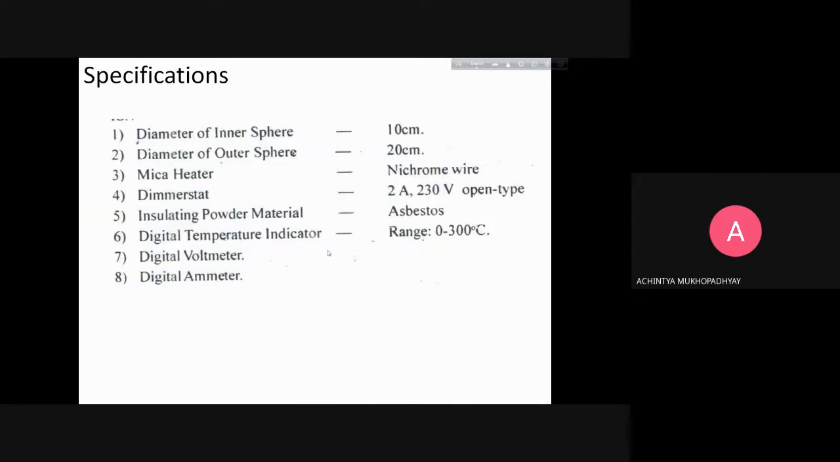Okay, and then the insulating powder is asbestos, and the digital temperature indicator, in each of these cases it is ranged from 0 to 300 degrees Celsius, but actually we will go for much lower levels of temperature. And there is a digital voltmeter and a digital ammeter. So these are the appliances here, and their specifications.